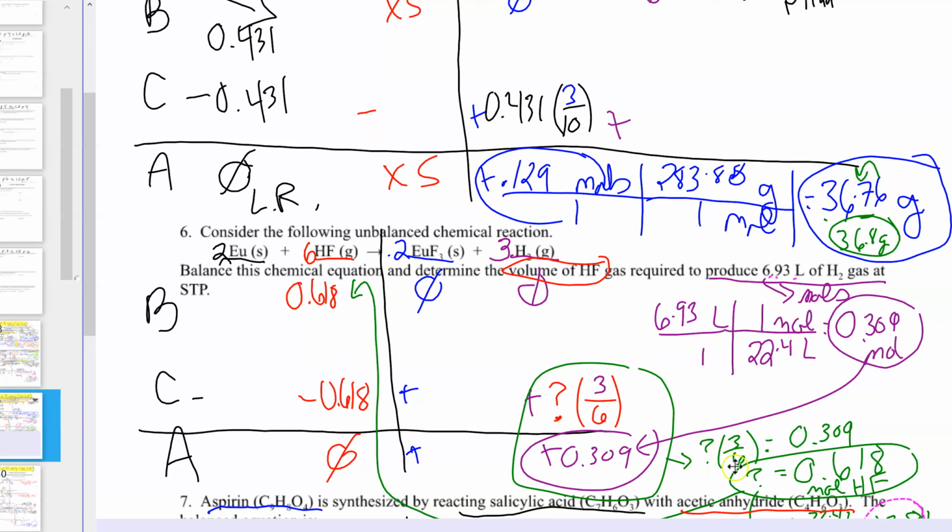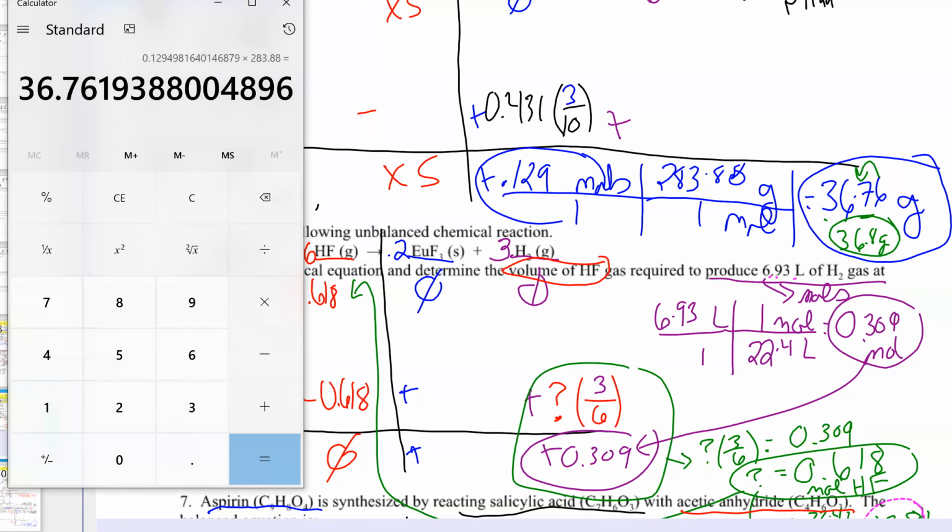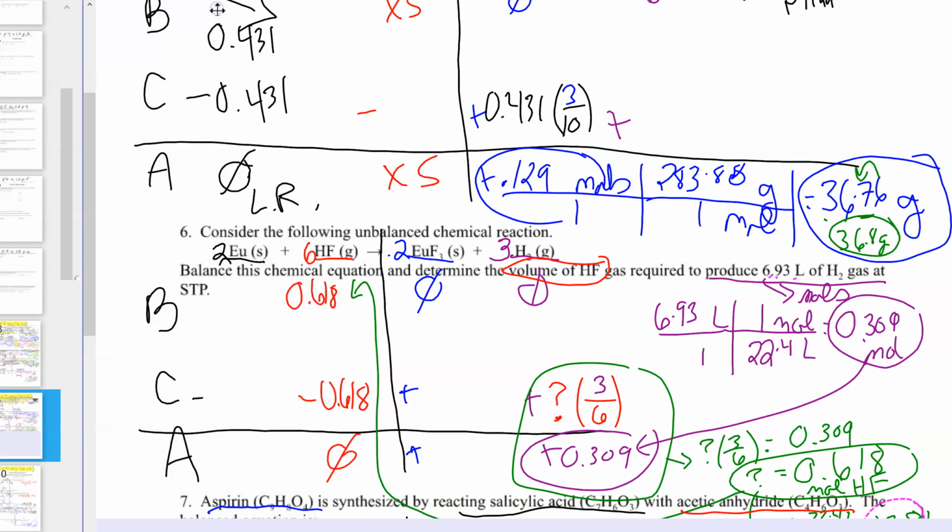So question mark times 3/6 equals 0.309. With your calculator, so 0.309, we're going to multiply by 6, divide by 3, and you get 0.618. So that question mark is 0.618. So that's my coefficient. I must have used up exactly that amount of hydrogen fluoride.